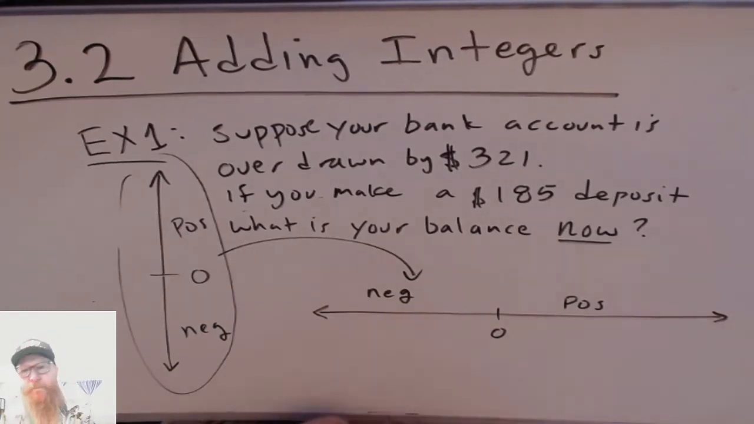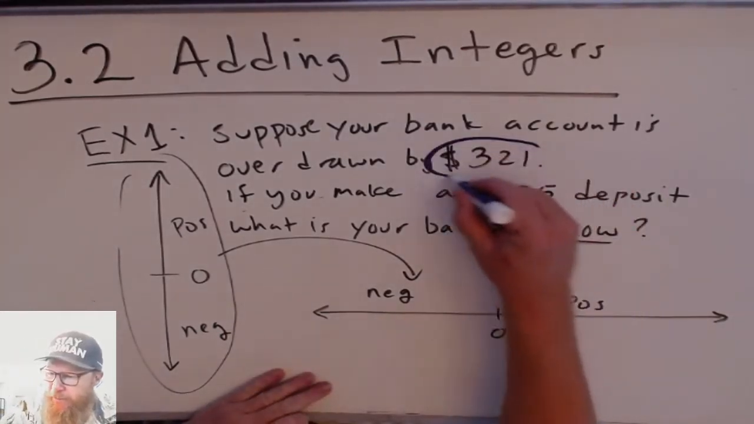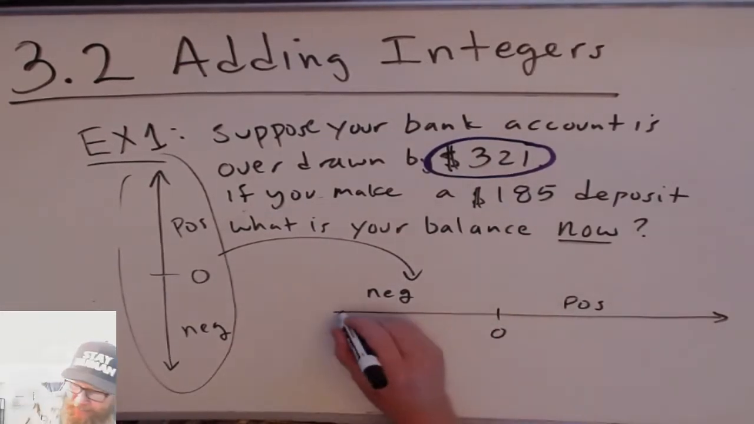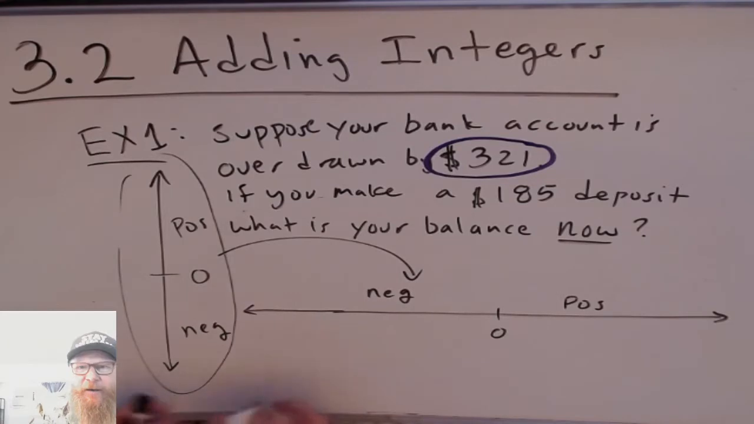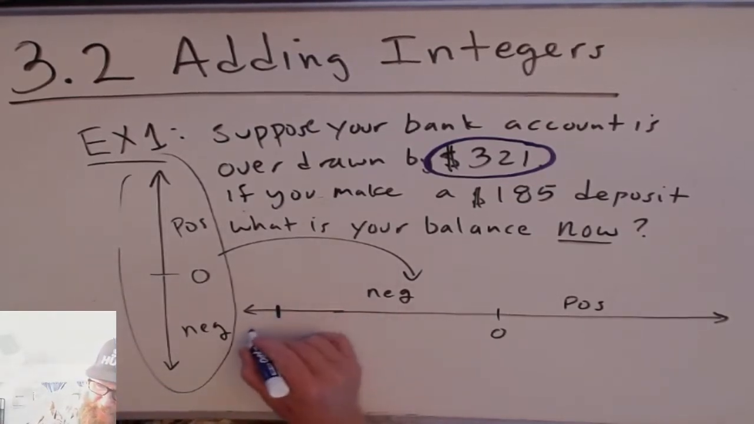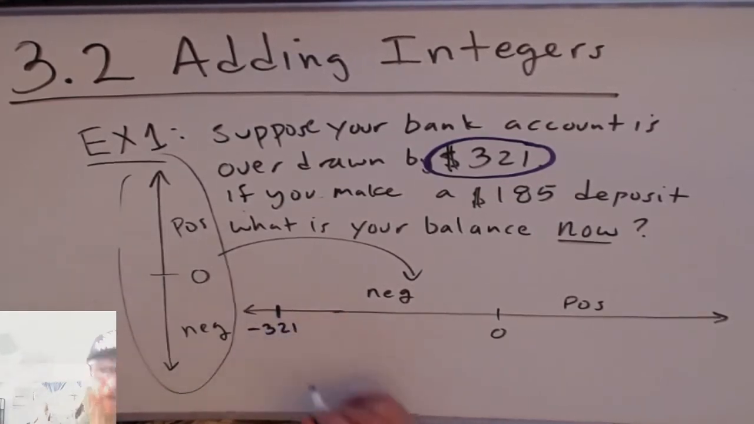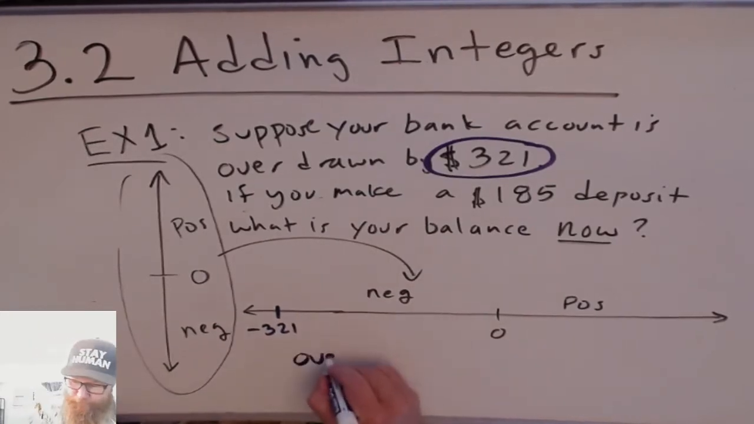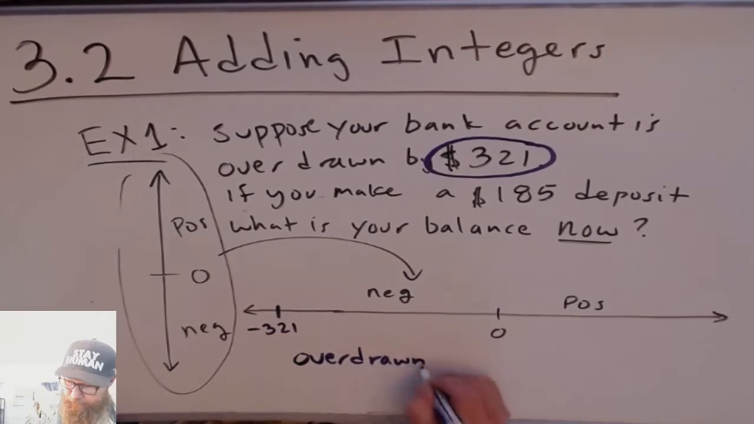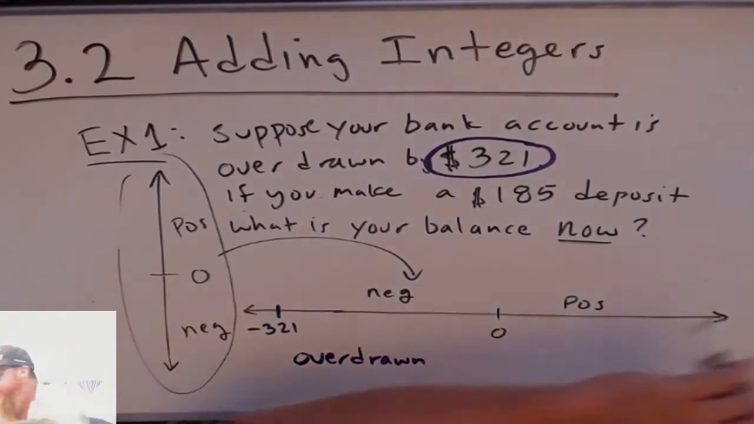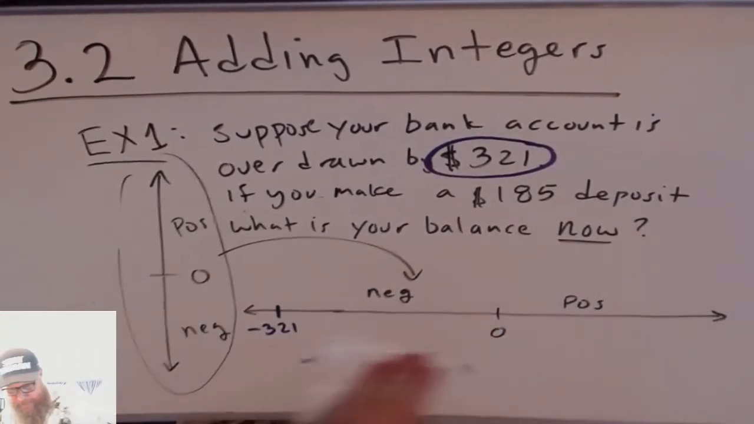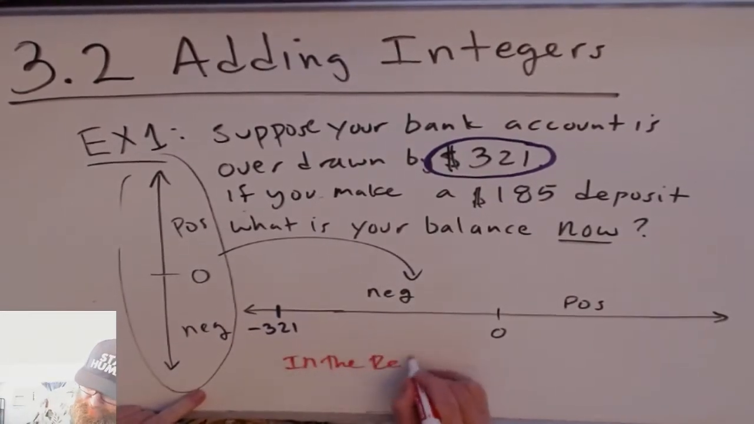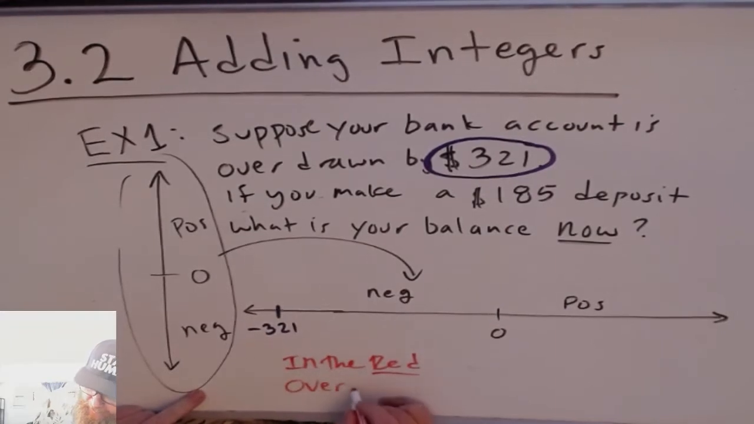Okay. So suppose I was overdrawn by $321. So that means I'm way over here, negative $321. I'm overdrawn. It's often referred to as in the red. Somebody says you're in the red, you're overdrawn.